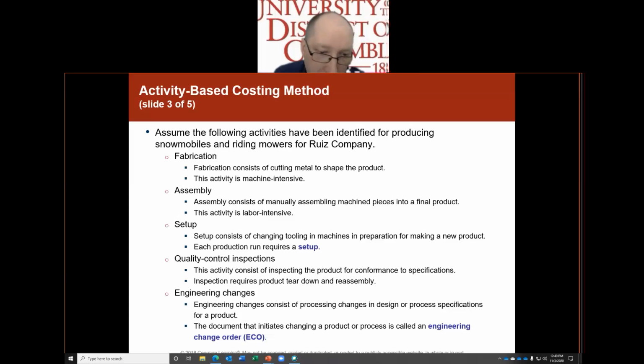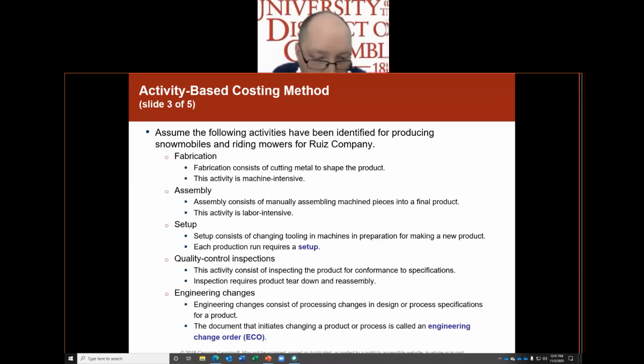Another activity is quality control. This is where we inspect the product to make sure that it conforms to specifications. An example would be I'm looking at the lawnmower, I'm shifting all the gears, making sure that they all work. I am looking at the blade, making sure that it spins properly. These are quality control inspections. Usually involves tearing down the product and then putting it back together. When I put something together, if I can pull it apart and then put it back together again, I'm looking for quality.